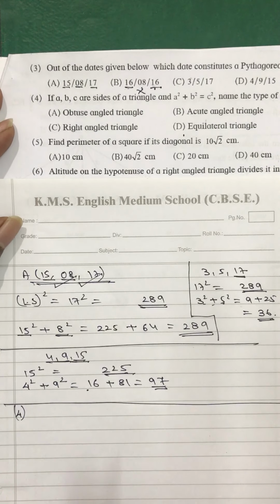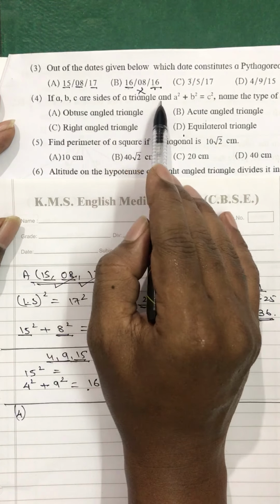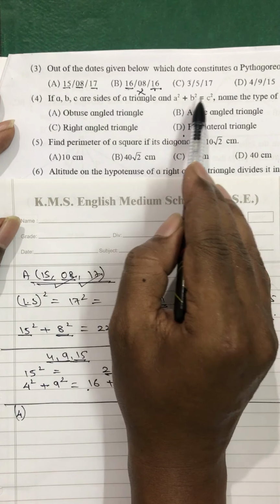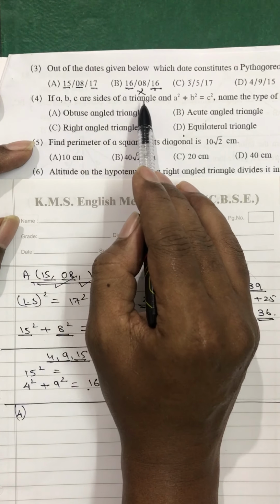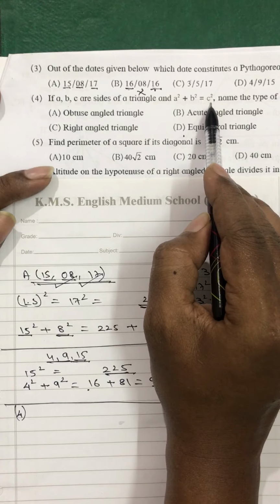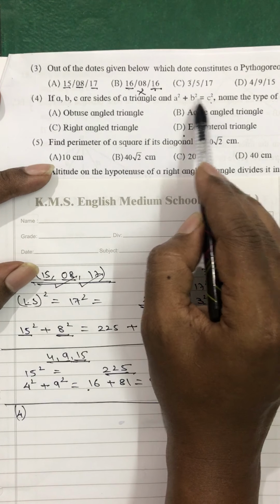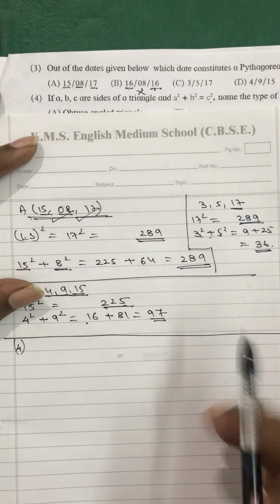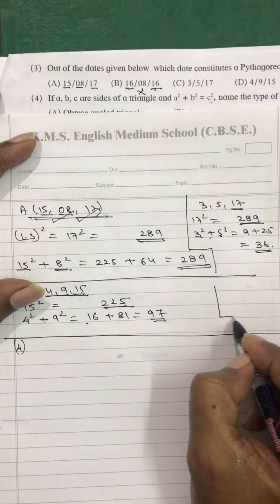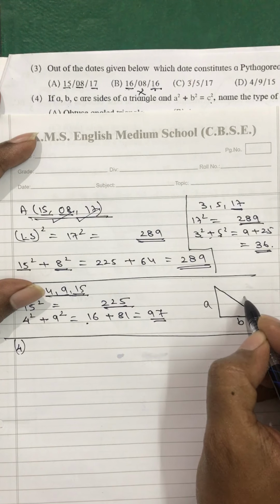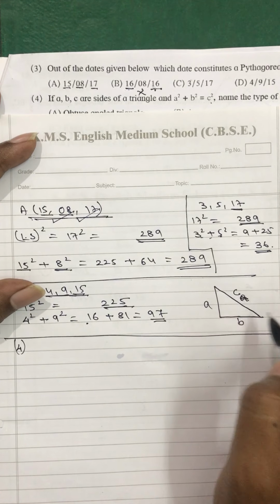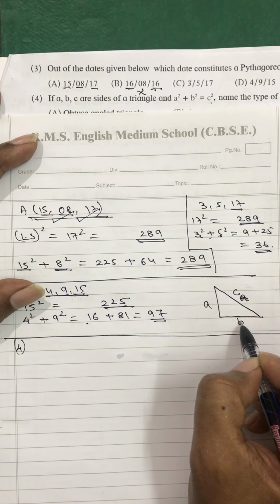What they are telling is that if A, B, C are sides of a triangle and A square plus B square is equal to C square. Fine. So definitely these are the sides of a triangle. This is going to be your hypotenuse, and the other two sides. So the triangle will look something of this sort. A, B, C. So you will get C square is equal to A square plus B square.